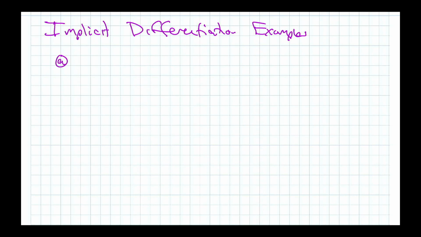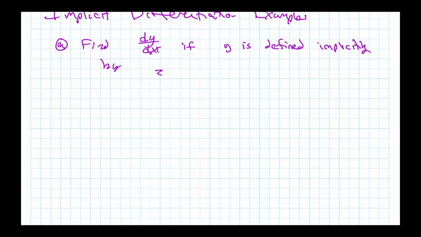All right. So we'll do two of these. We're going to find dy dx if y is defined implicitly by 3x squared minus 2xy plus y squared plus 4x minus 6y minus 11 equals 0.